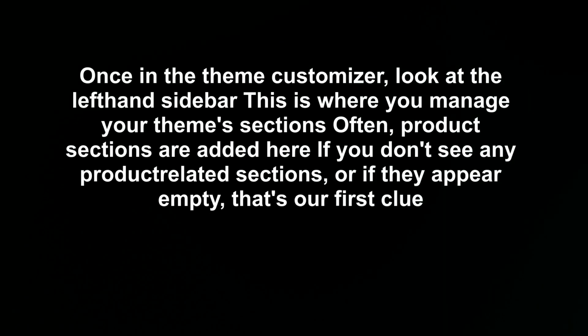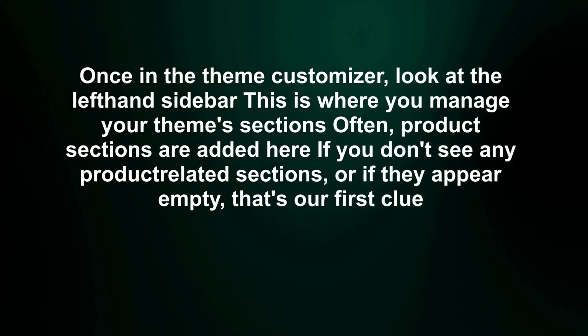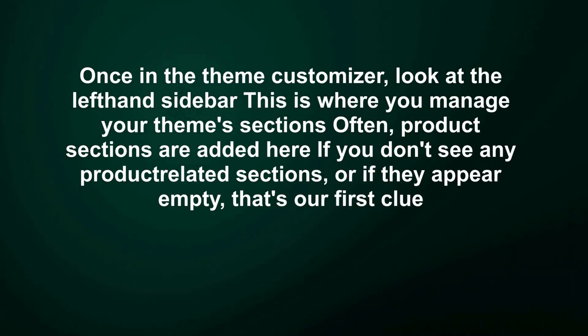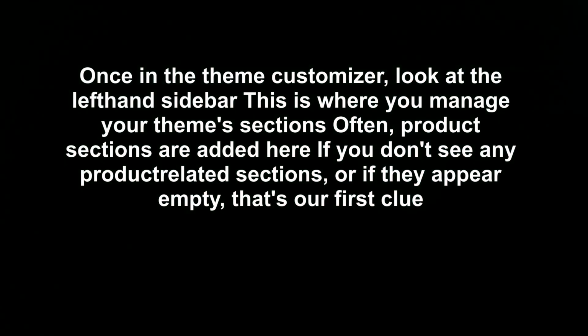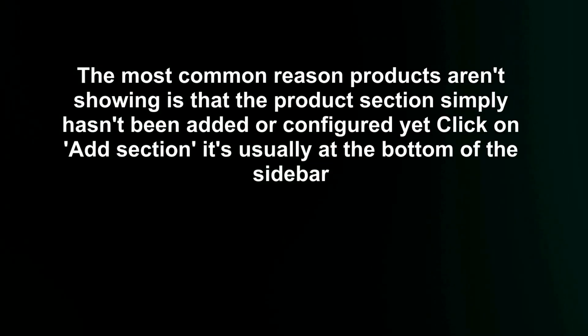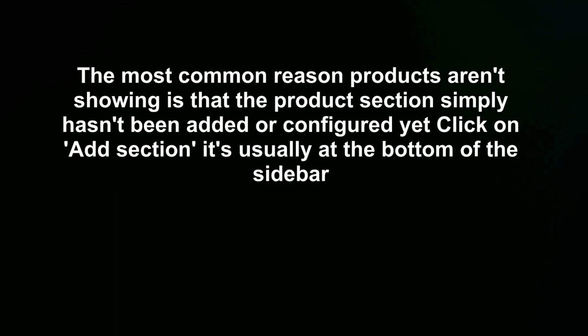Once in the Theme Customizer, look at the left-hand sidebar. This is where you manage your theme's sections. Often, product sections are added here if you don't see any product-related sections, or if they appear empty. That's our first clue. The most common reason products aren't showing is that the product section simply hasn't been added or configured yet. Click on Add section.